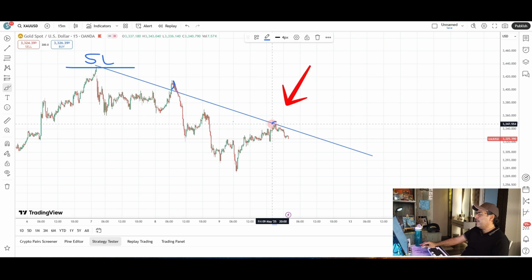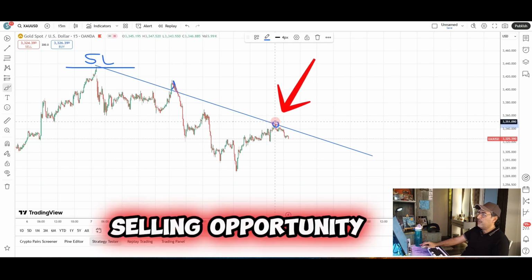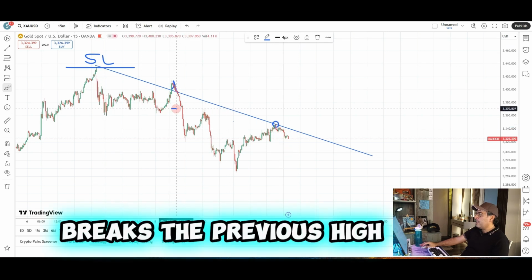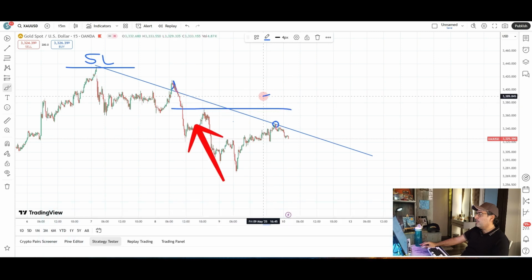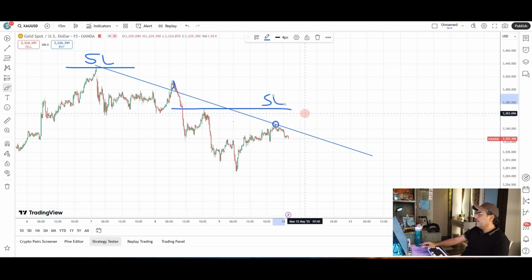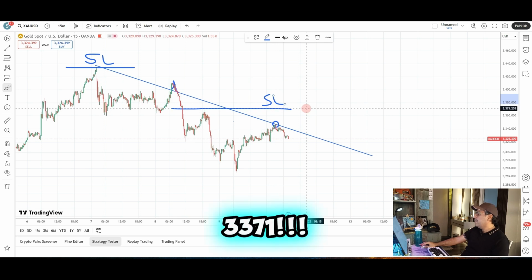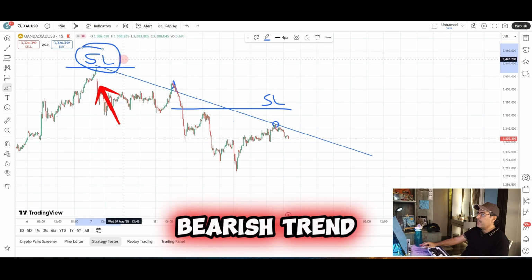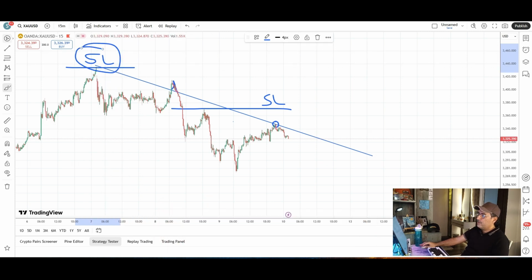This was another selling opportunity on the last Friday. Stop loss is here. If the market breaks the previous high over here, this area, your stop loss needs to be over here at 3371. This was a selling opportunity at 3350. And this was the area where the trend started, the bearish trend started at 3500 levels.